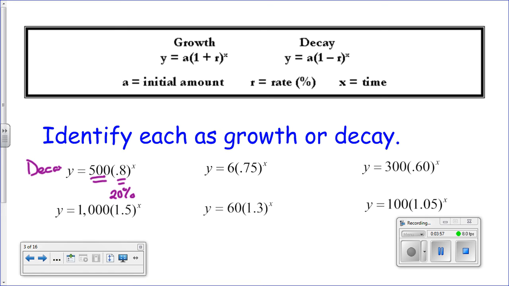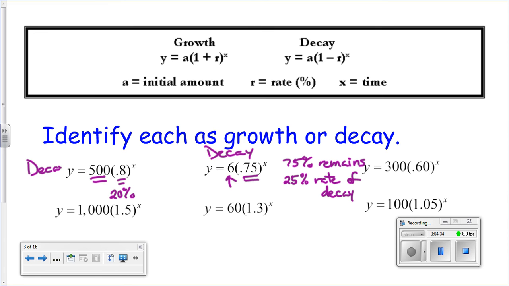So in this one right here, this would also be decay, and it means you're starting off with 6 of something. That's how much you have to start with. But this means that 75% remains and 25% actually is your rate of decay. So that means 25% actually wears away each time.